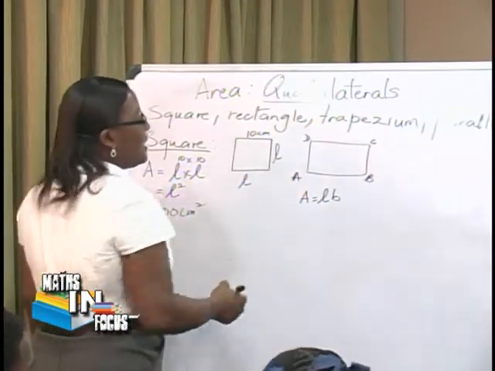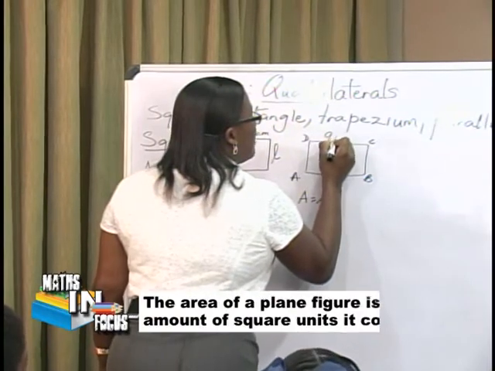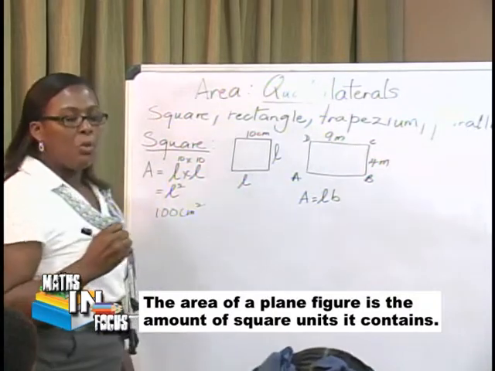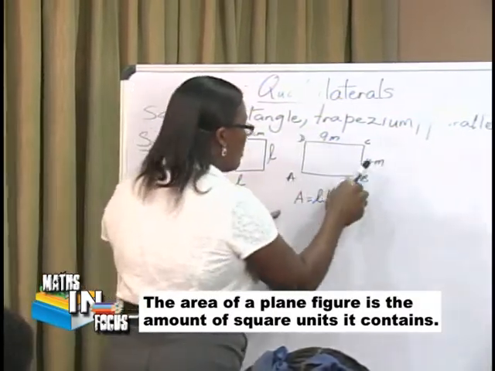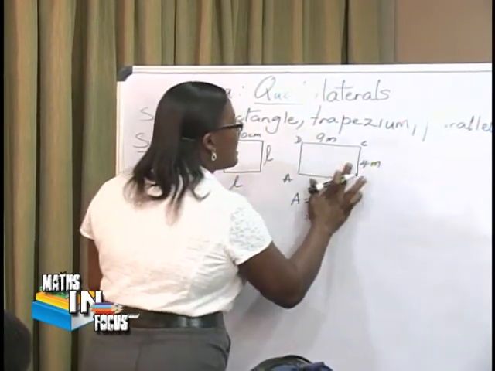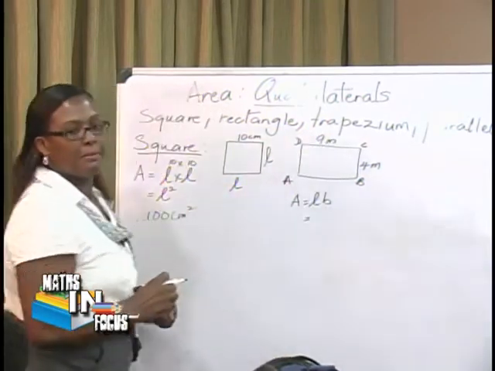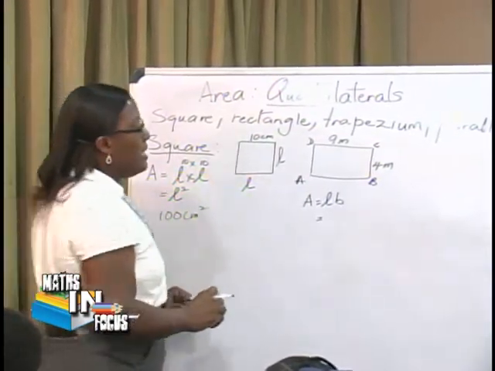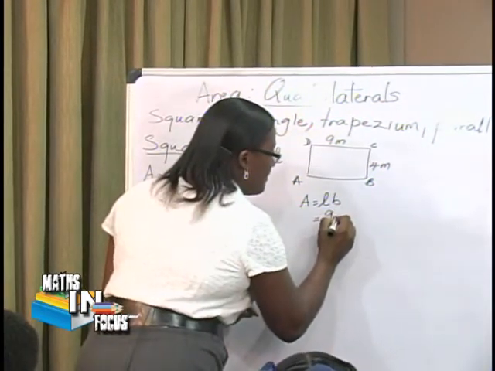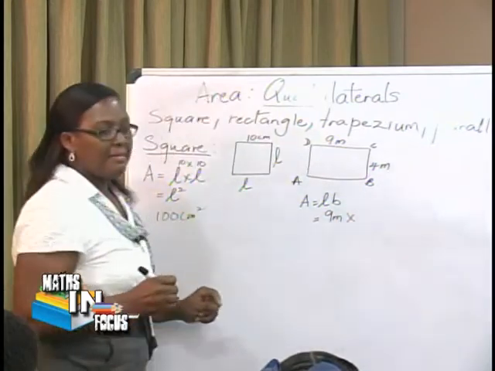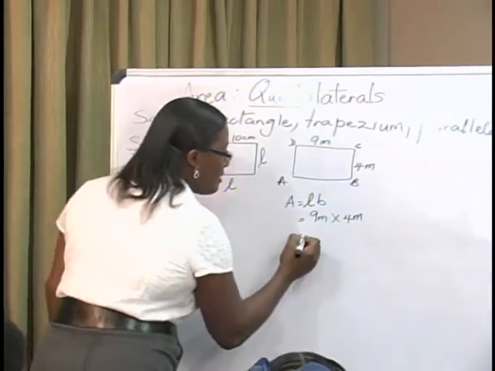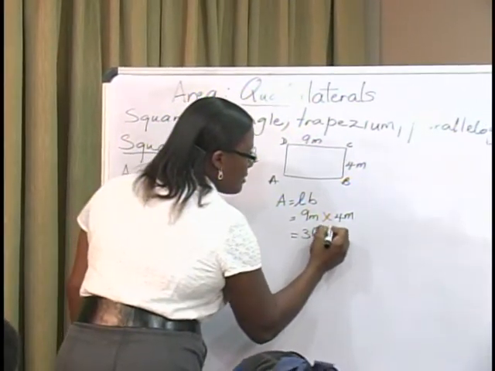Here we have 9 meters and here we have 4 meters. We want to substitute the 9 and 4 into A equals LB to find the area, the size of the surface of this particular rectangle. What would be the L? Vanelli? 9 meters. Therefore, the breadth would be 4 meters. And 4 nines are 36. 36 meters squared.